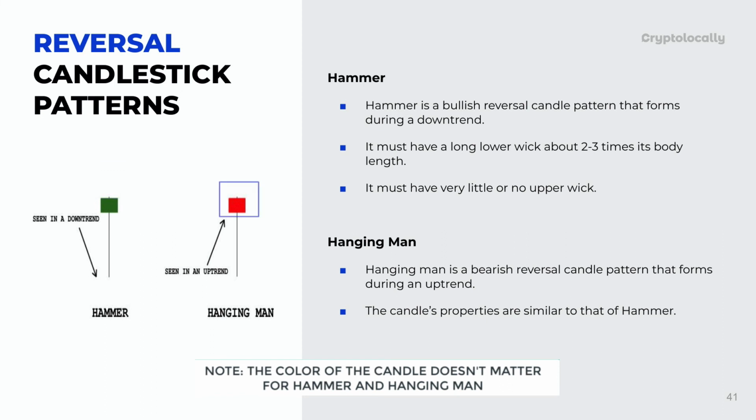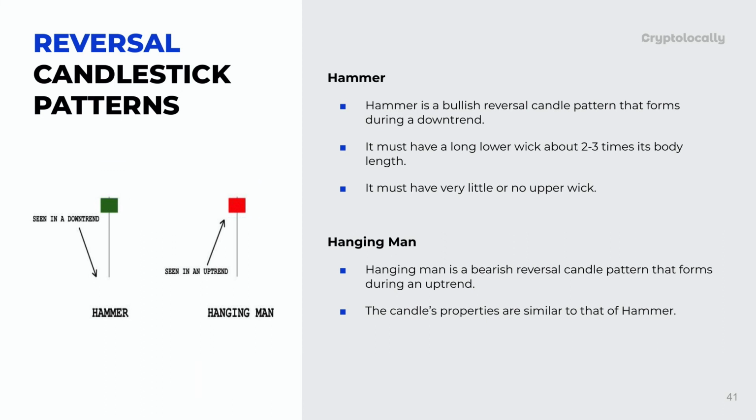When you see something like this in an uptrend, it is called Hangman. And Hangman is a bearish reversal candle pattern. When you see it in an uptrend, it's also a hammer shape, but it is not called Hammer again. It is called Hangman. And when you see it, it shows that there's going to be a reversal very soon. So when you see it in an uptrend, it means the trend is about to change to a downtrend. The properties are similar, as you can see. So when you see Hammer in a downtrend, it means the trend is about to go up. But when you see Hangman in an uptrend, it means the trend is about to go down.